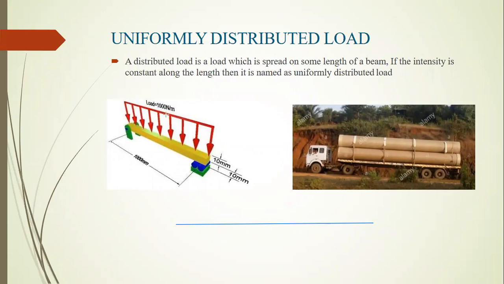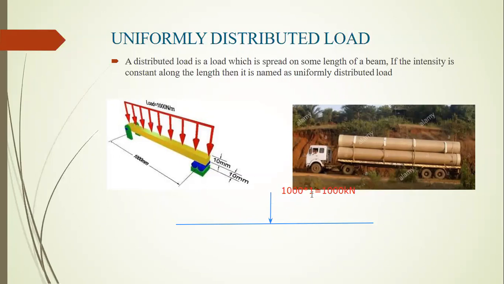Say for example, if the intensity is 1000 Newton per meter and the length is 1000 mm, that is 1 meter, the intensity of the point load will be equal to the intensity into the length over which it is acting. It is acting over a length of 1 meter. So here it is in Newton per meter, I am converting 1000 mm into meter. So 1000 mm means 1 meter. It is acting over 1 meter. So 1000 into 1 will be equal to 1000 kilo.